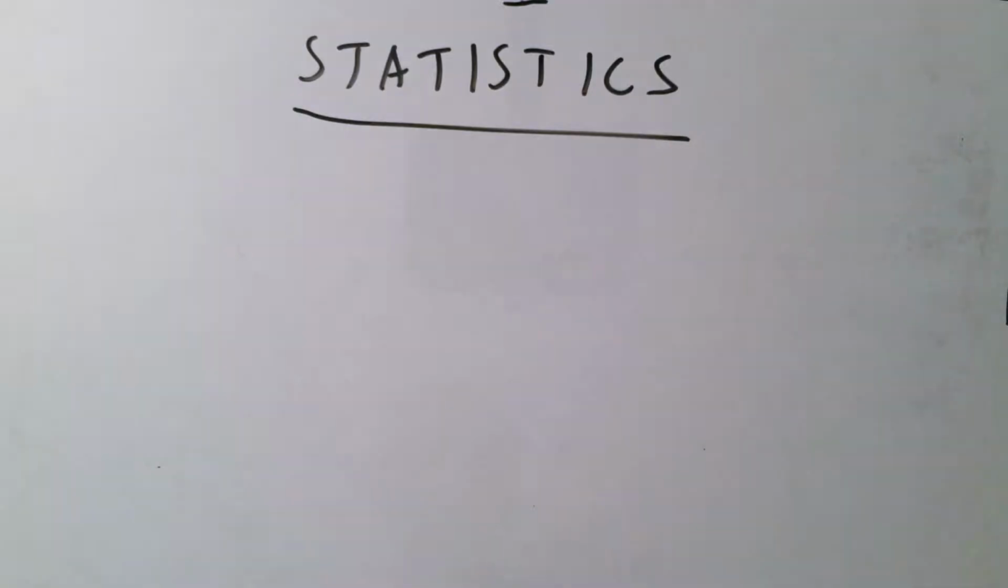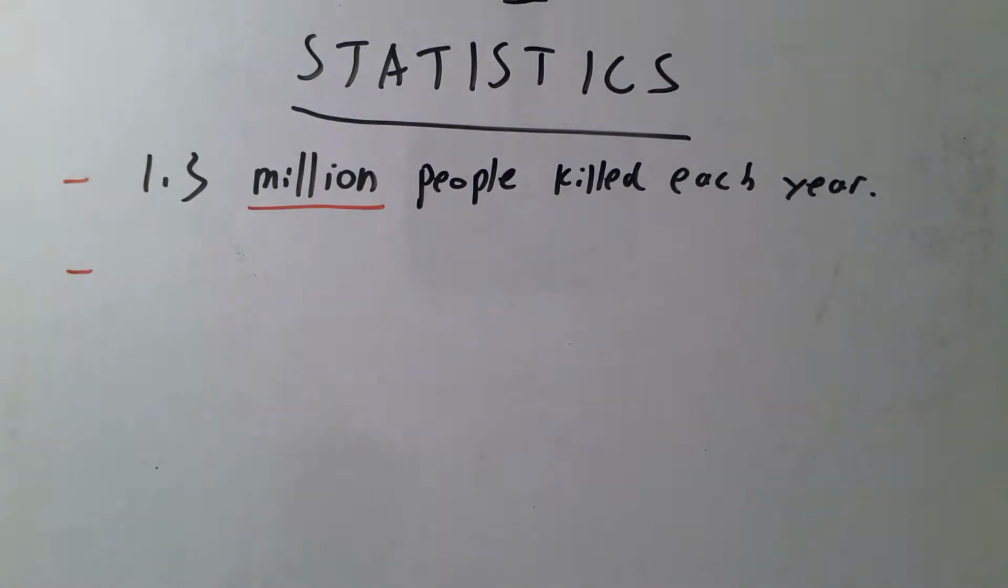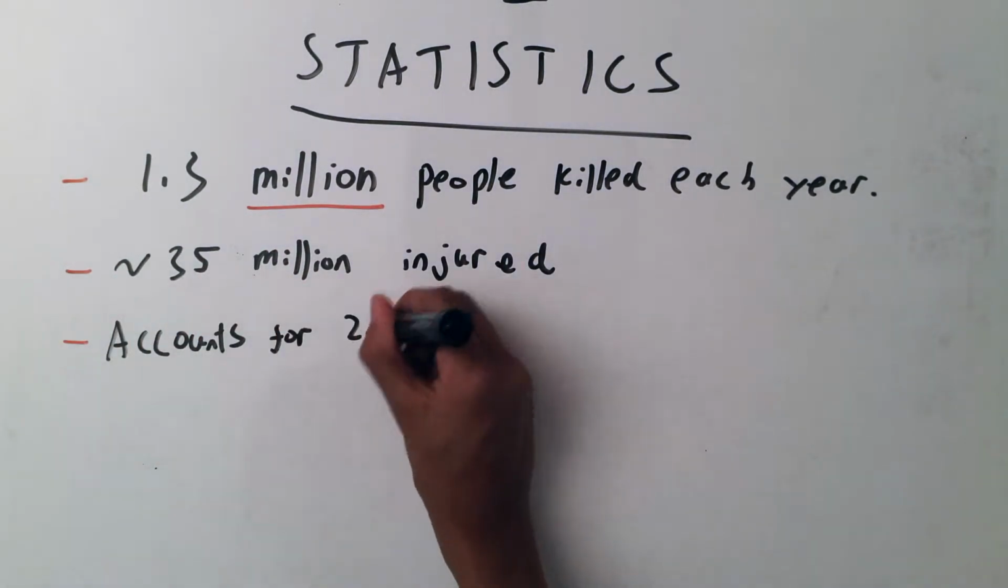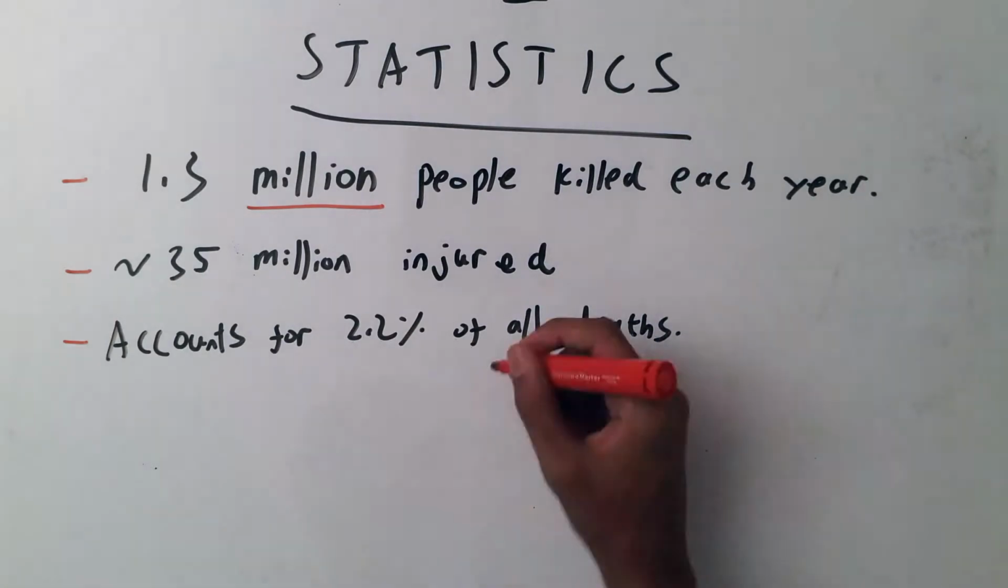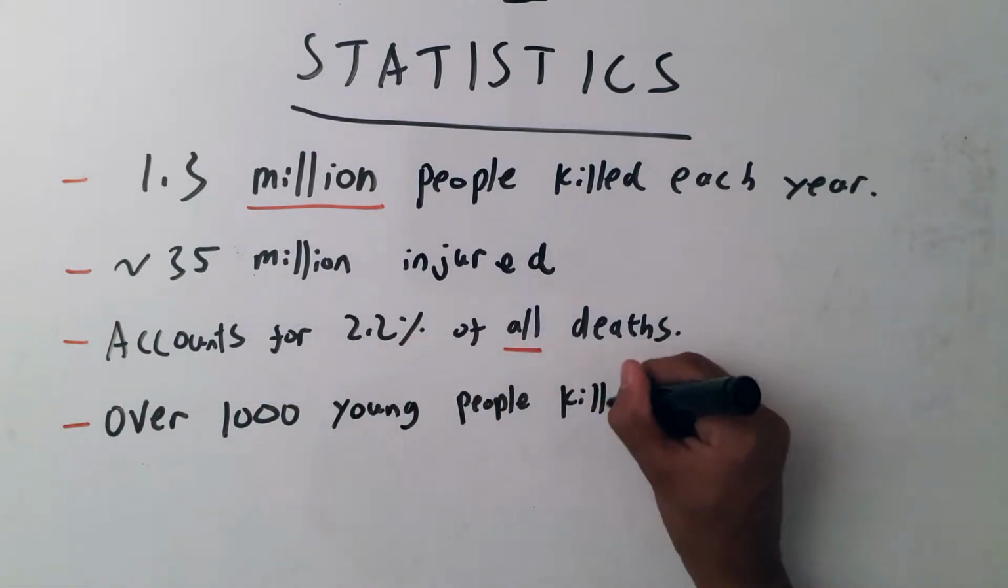Statistics about car crashes: 1.3 million people are killed each year due to car crashes, with another 20 to 50 million people injured. Car crashes account for 2.2% of all deaths worldwide and are the number one killer of young people. In fact, over 1,000 young people are killed daily due to car crashes.